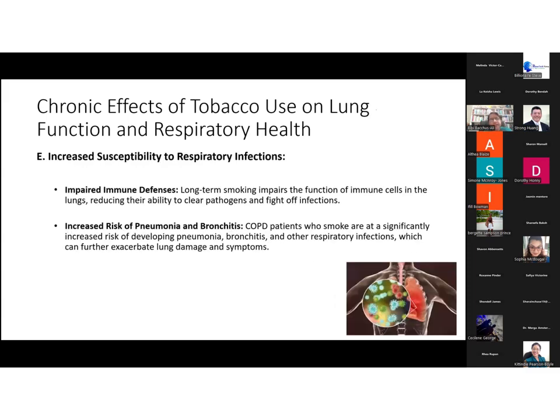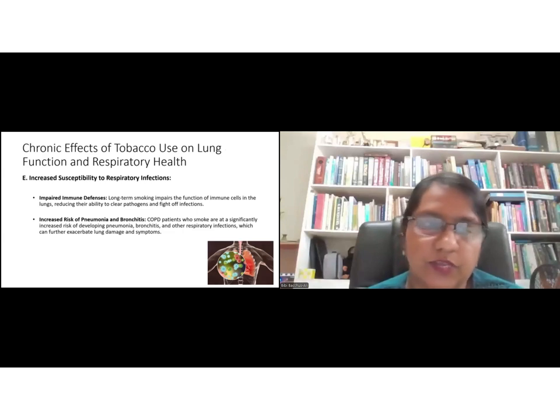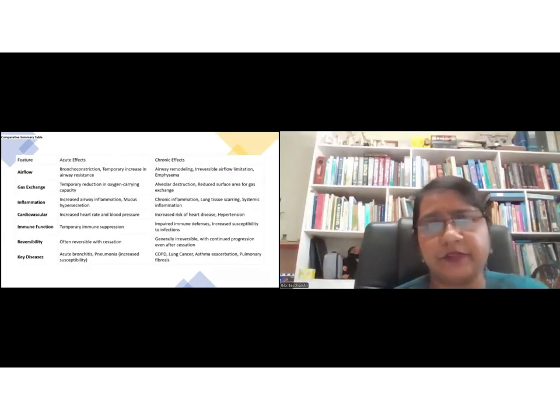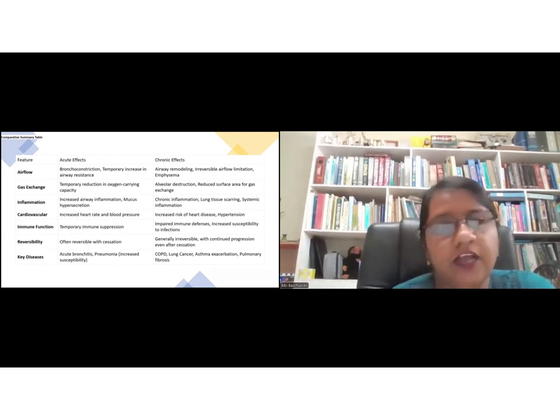All right, impaired immune defense. Long-term smoking impairs the function of immune cells in the lungs, reducing their ability to clear pathogens and fight off infections, which leads to recurrent pneumonia and bronchitis, commonly seen in COPD patients as well as those who are smoking. Now, this here is a table that summarizes the acute effects as well as the chronic effects with airflow, gas exchange, inflammation, cardiovascular involvement, immune function, and reversibility with the effect of smoking on the lung.